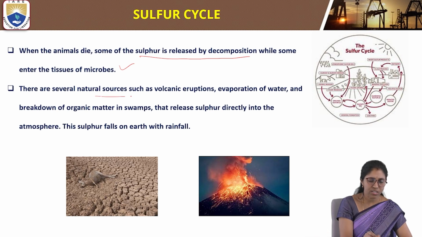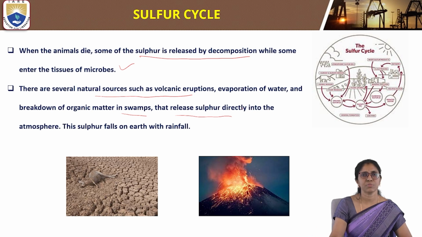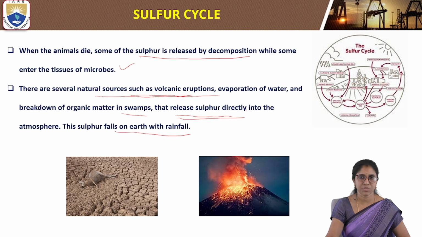There are several natural sources, such as volcanic eruptions, evaporation of water, and breakdown of organic matter in swamps, that release sulfur directly into the atmosphere. This sulfur falls on earth with rainfall.